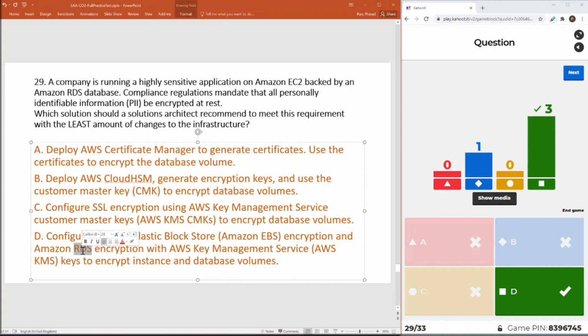But the second is the least amount of changes to the infrastructure. So instead of using KMS, we can always use CloudHSM, which is a hardware security module through which you can generate the key and encrypt the database volumes. Right answer, but it does not have the least amount of changes. It's actually more changes and a costlier option.